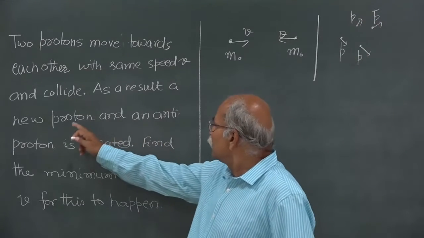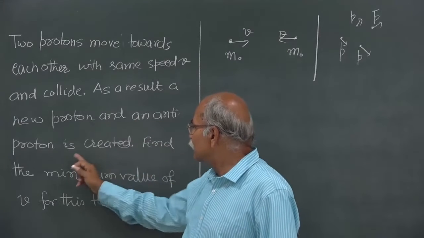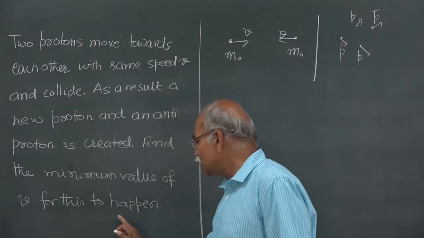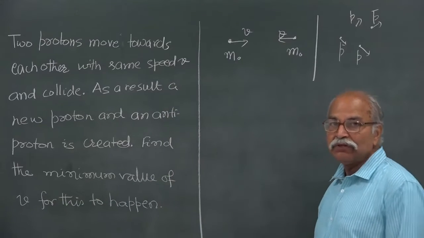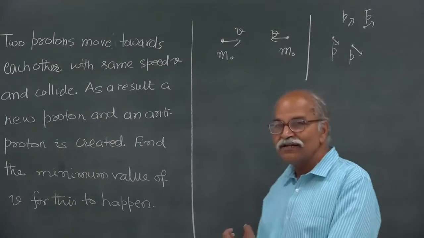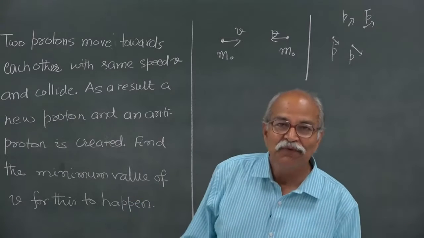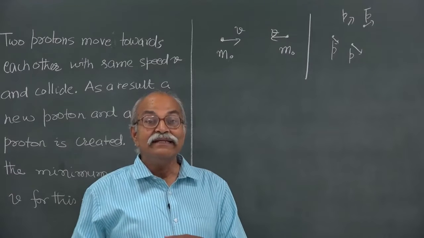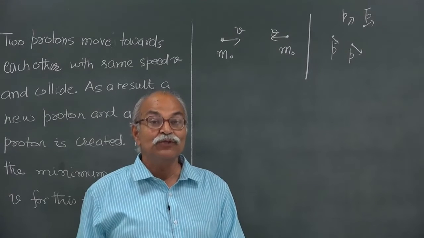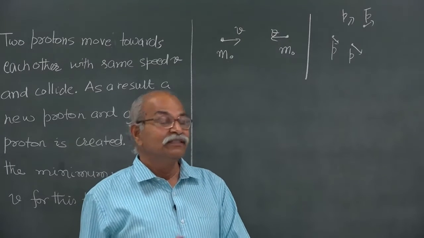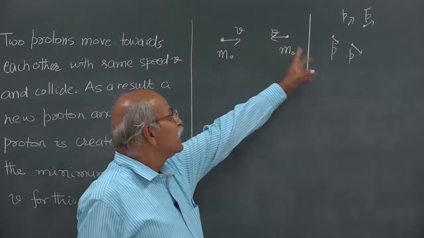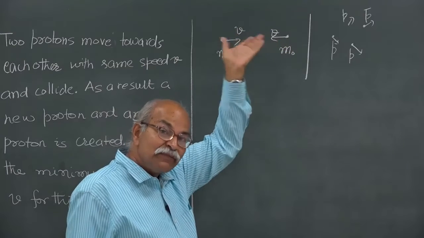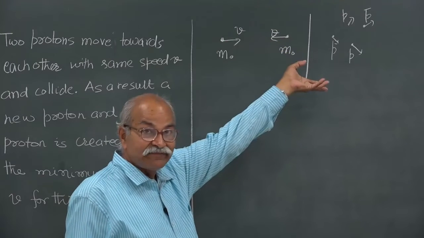So, as a result, a new proton and an antiproton is created. Find the minimum value of V for this to happen. So, what are we doing? We are colliding two protons moving towards each other, and because of this collision, kinetic energy is being used to create new particles. The original 2 protons are here, and one more proton is created, and the corresponding antiproton, which has the same rest mass, is also created.